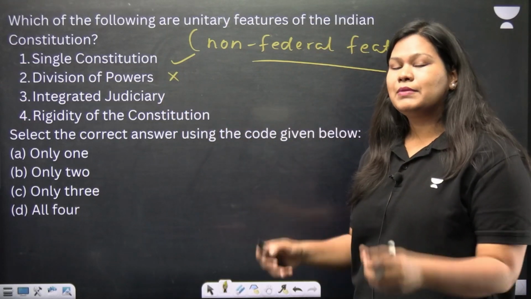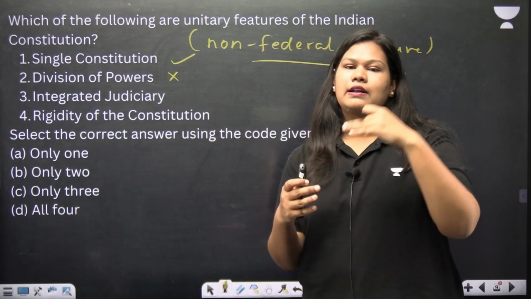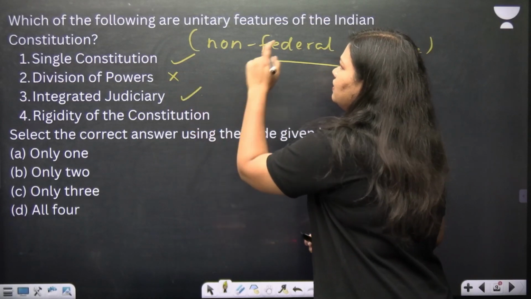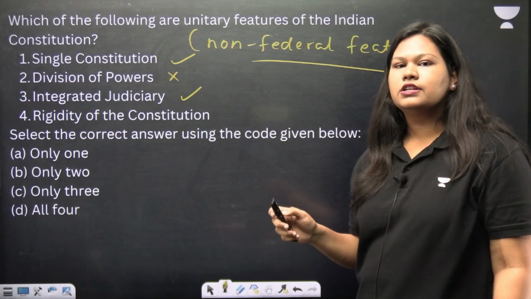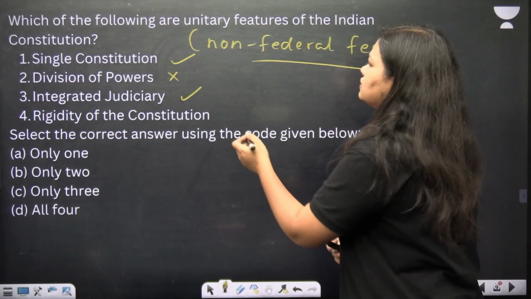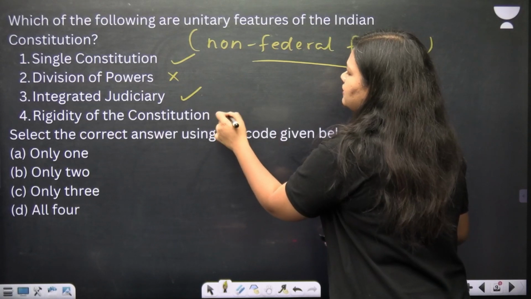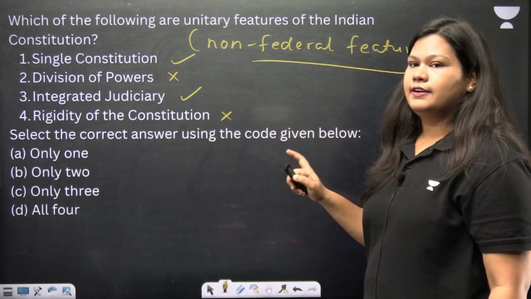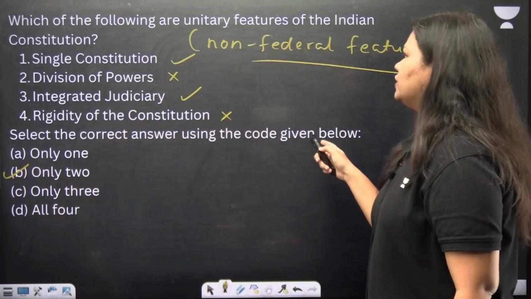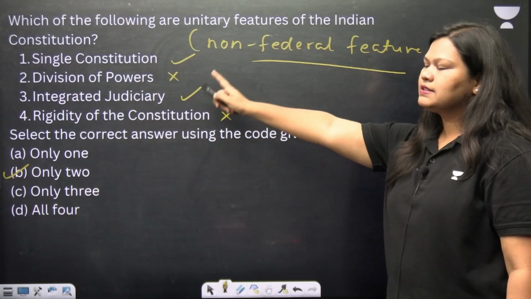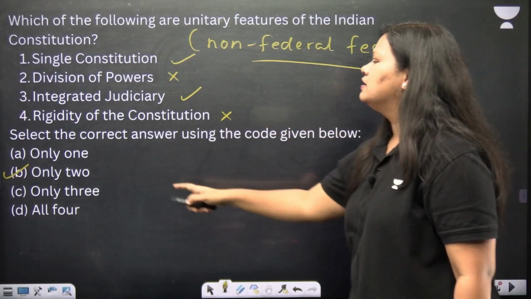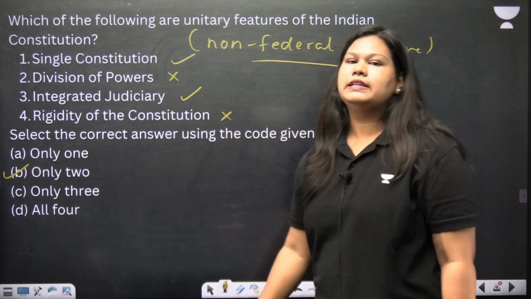Integrated judiciary means that the cases of High Court are given for appeal to Supreme Court. So this is also a unitary feature. And rigidity of the constitution, that means constitution is not easy to amend. It is also a federal feature. So this can't be under it. So the right answer will be only 2. We need to identify unitary features. 2 options are of unitary feature. So that is why the correct answer is only 2.